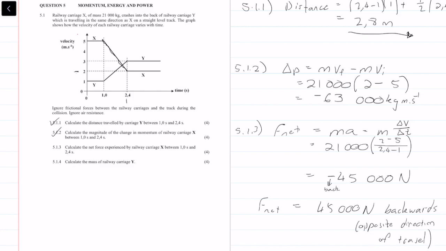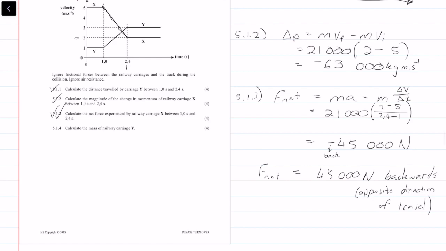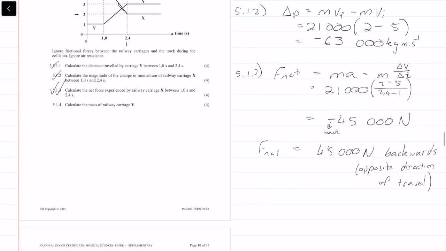Okay, we can say it like that. And there we go, 4 more marks. Great stuff. And then it says, calculate the mass of carriage Y. Okay, so what is this question asking for? It's asking for mass of Y. Okay, so how are we going to work this out?